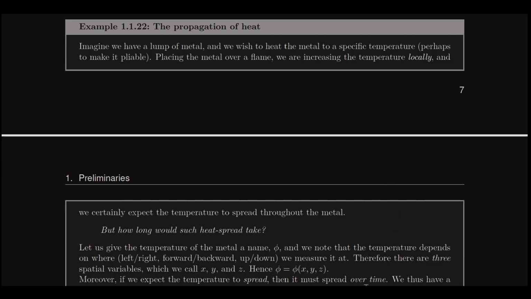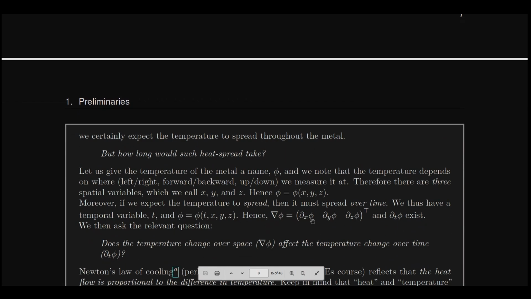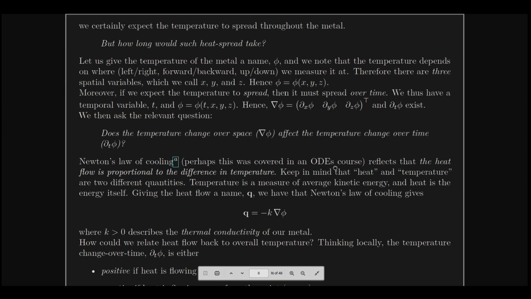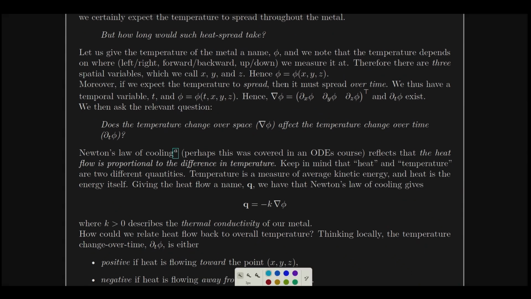So that's a question we can ask, and we can in fact answer it with PDEs. So we're going to give the temperature of the metal a name, phi, and this is going to be the temperature at point X, Y, Z. Right, so at the point X, Y, and Z, that's going to be the temperature of the metal. But in fact, that temperature is going to change over time. And so it's also going to be a function of time. So in fact, phi here is a function of time, X, Y, and Z. It's a function of 4 variables.